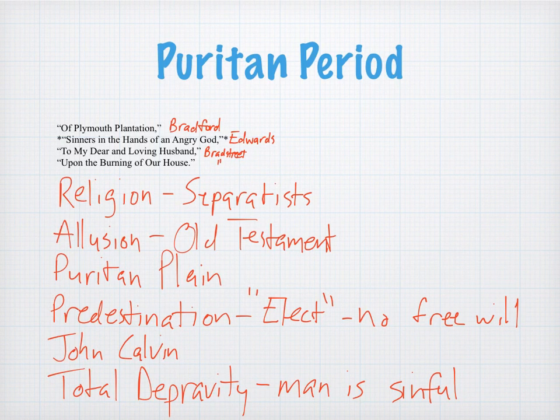The first major period would be the Puritan period. We're talking here about 1620 to the early to mid 1700s. We're talking about roughly the first 100 or so years of English colonization in the New World. You can see that I have some works listed up here. I've written in the names of the authors, as well as some guide words here, and I'm just going to use these as my talking points.